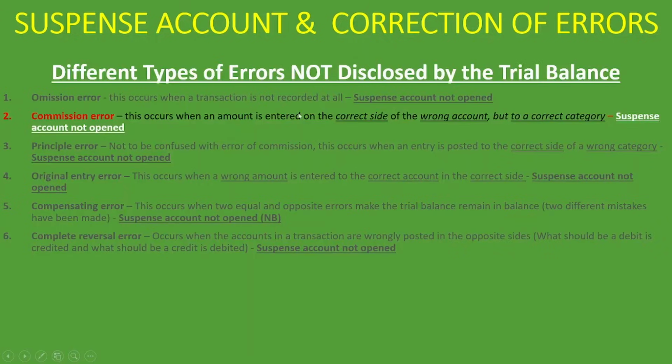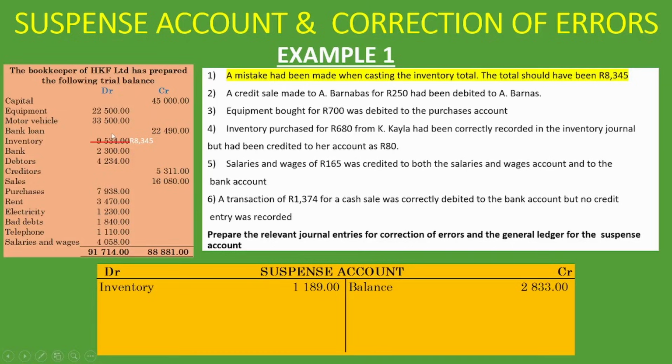As you can see here, this occurs when an amount is entered on the correct side of the wrong account, but to a correct category. You must remember this one clearly as we went through it in great detail. And these are errors that do not affect our suspense account. Can you see here, suspense account not opened? So it doesn't affect our suspense account. So what do we need to do here? Well, we need to credit this debtor here called A Barnabas because we debited it to his account incorrectly.